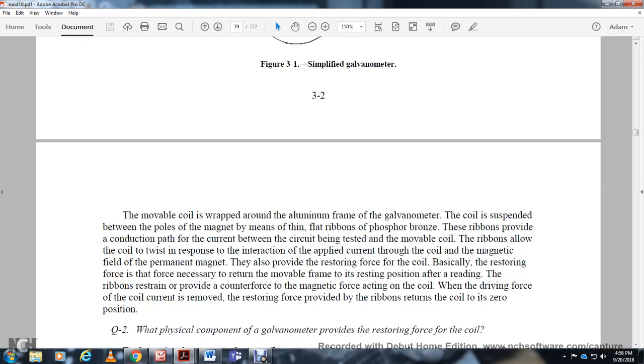The coil is suspended between the poles of the magnet by a thin phosphor bronze ribbon. The ribbons provide the conduction path for the current between the circuit being tested and the moving coil. The ribbons allow the coil to twist and respond to the interaction between the current through the coil and the magnetic field of the permanent magnet.